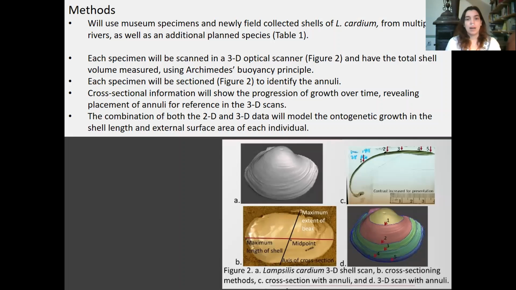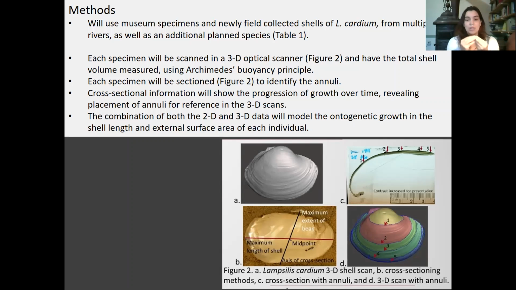So I start by doing a 3D scan of the shell using an optical scanner, and then also Archimedes' buoyancy principle to get the shell volume. I then section the shell to identify annuli. Now these are annual growth rings that are laid down in temperate environments during the winter when the shell growth slows. So you can see in cross-section 2C, there's 5 annuli. This individual has experienced 5 winters.